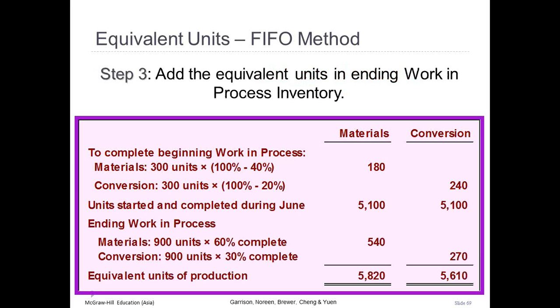The third step is to add the equivalent units in ending work in process inventory, which was 540 units for materials and 270 units for conversion. This calculation results in 5,820 equivalent units as to materials and 5,610 equivalent units as to conversion costs.